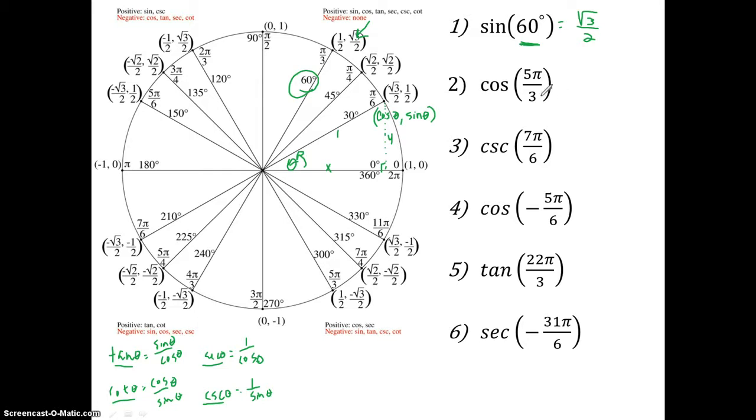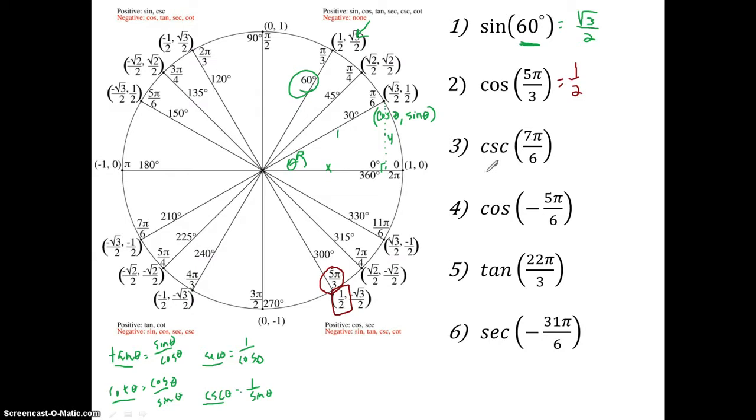If I want the cosine of 5 pi over 3, I'm going to look for 5 pi over 3 right here. And I want the cosine of that. The cosine is the x-coordinate. So my answer here is 1/2. That's it.